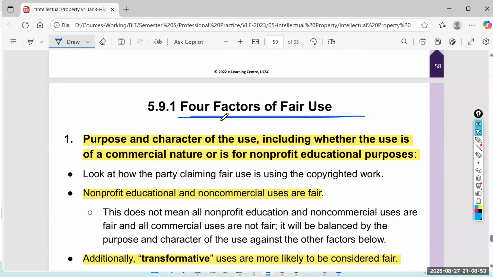So, four factors of fair use. Number one, purpose and character of use, including whether the use is of a commercial nature or for non-profit educational purposes. So that is one thing. There are a lot of places you can use it for non-profit things, especially for educational purposes. Okay.